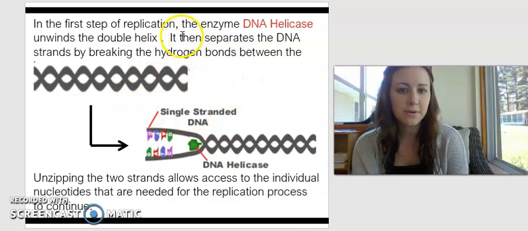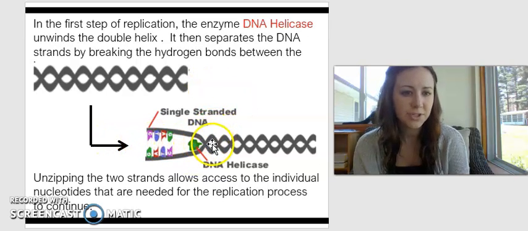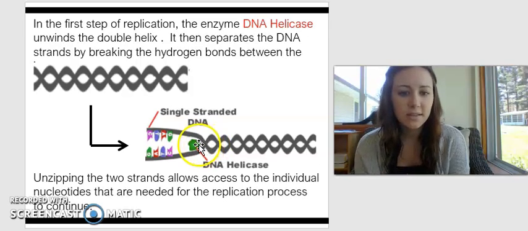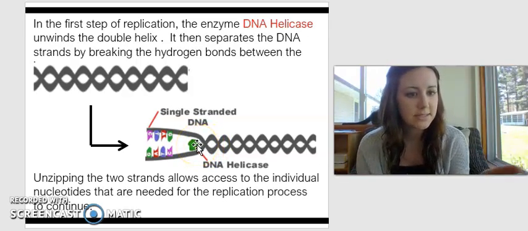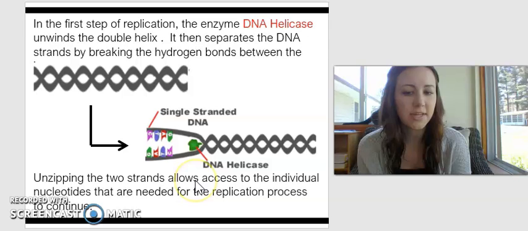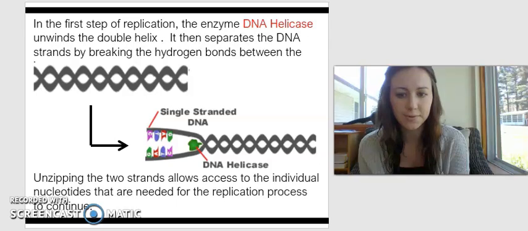Now, the first step in replication, DNA helicase. That's going to be this protein right here. It's going to separate the DNA strand by breaking the hydrogen bonds. Remember, the hydrogen bonds exist between the A's, T's, G's, and C's, in between the nitrogenous bases. The helicase is going to be responsible for sort of unzipping that DNA molecule, that double helix, and that's going to allow the next step of replication to take place. That's going to allow access for the individual nucleotides that are needed for the replication process to continue.